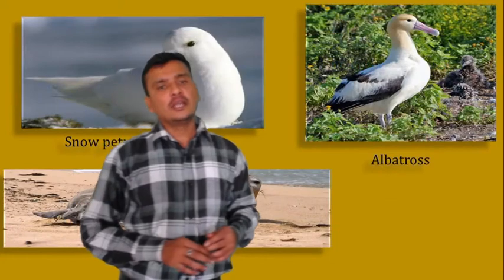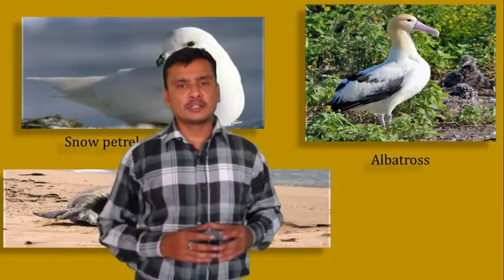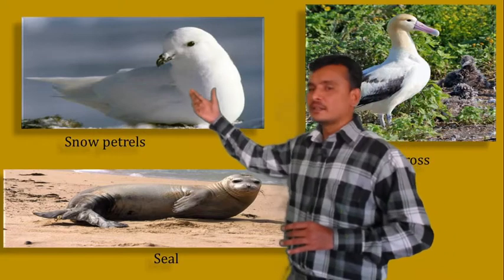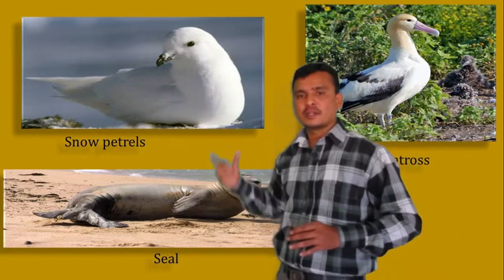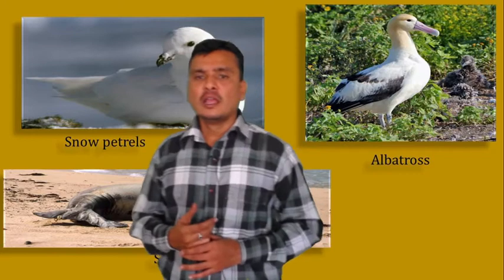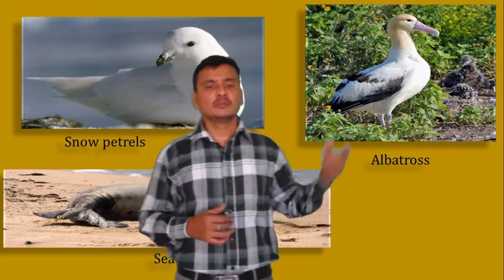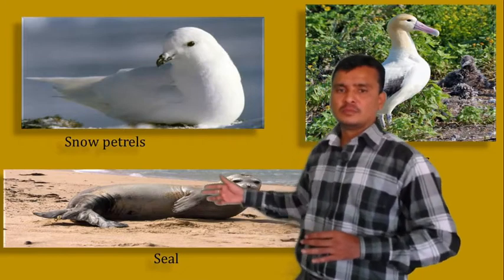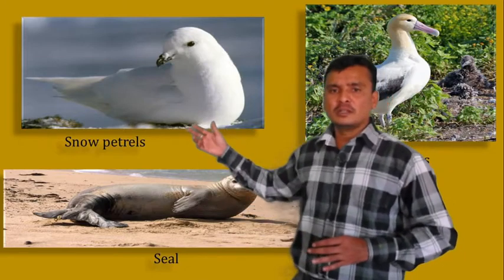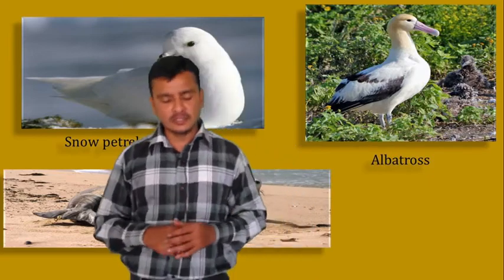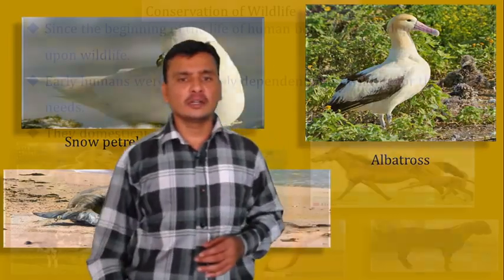See here, that is a snow petrel, also a very beautiful bird. Okay, snow petrel, a very beautiful bird, is there. It is also an attraction. Then we find the albatross. Okay, albatross is one bird, and seal. So the snow petrel and albatross are the birds there, and seal is also found in the Antarctica continent.